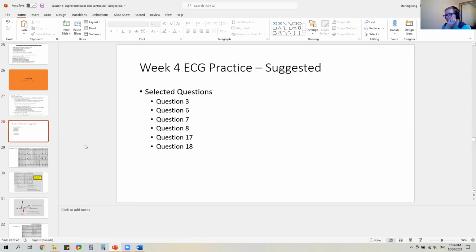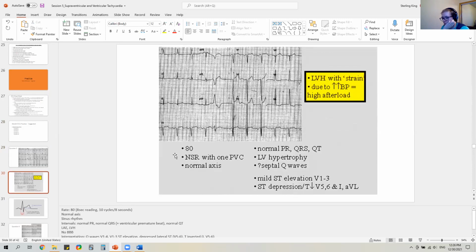All right, so I had rate is 80, so that's the same. I had a sinus rhythm, so normal sinus rhythm with a premature ventricular complex. Yeah, I have that. Normal axis, agreed. Intervals, normal, normal, normal. Yeah, same. I had left atrial enlargement for that inverted P wave. Doesn't look like they have it here, but they didn't comment on it either. Left ventricular hypertrophy, yes. No bundle branch block, they didn't say anything, so yeah.